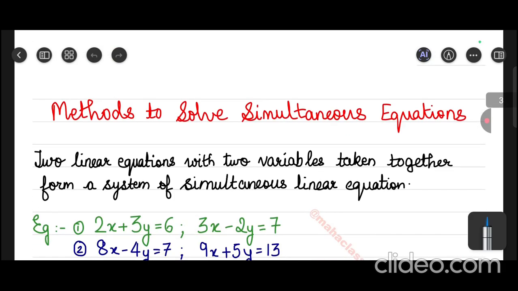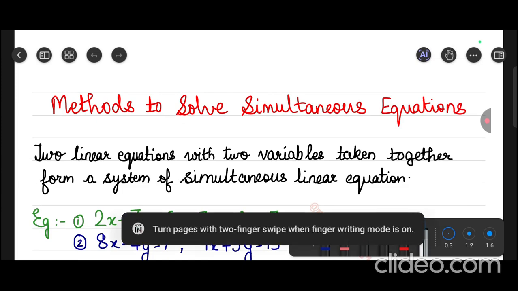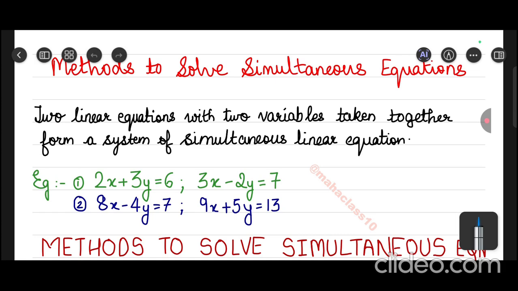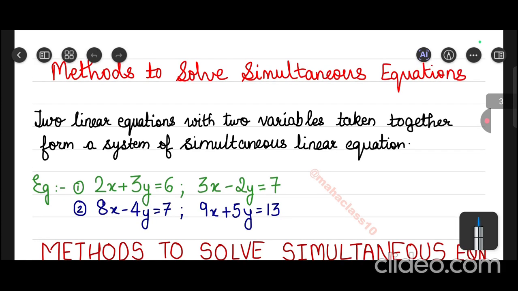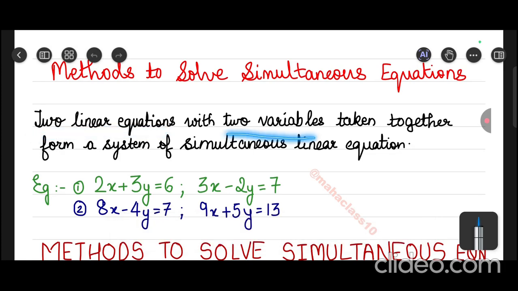Now, we have the next subtopic, that is methods to solve simultaneous equations. Two linear equations with two variables taken together form a system of simultaneous linear equations. So, read these terms carefully: two linear equations, two variables taken together form a system of simultaneous linear equations.